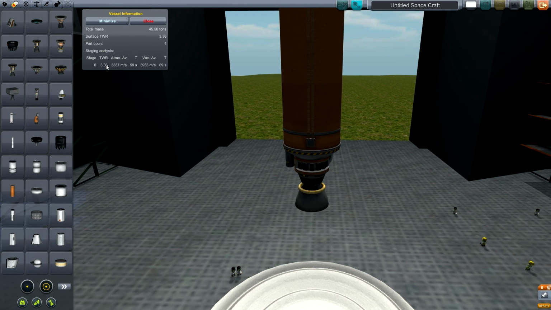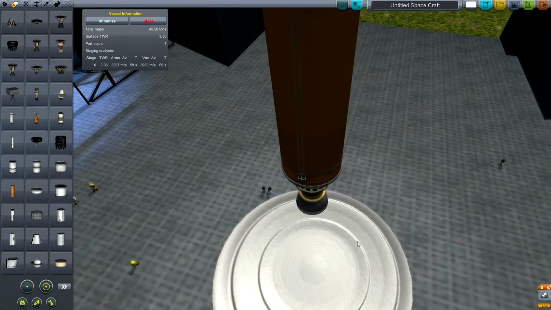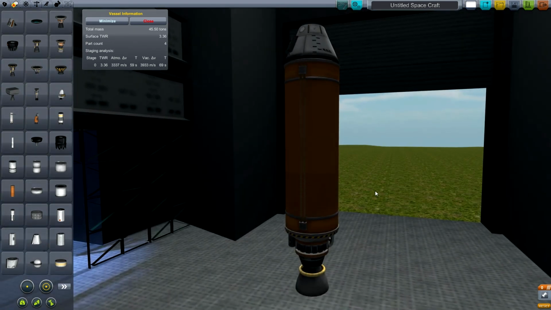Now, if your thrust to weight ratio is 1 or lower, your rocket will not move when it is on Kerbin. Now, remember, this is thrust to weight, not thrust to mass. There is a big difference. The mass of the rocket simply measures how much of it there is. The weight of the rocket is how much of it there is combined with gravity.